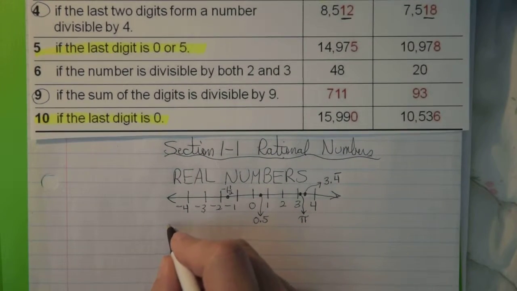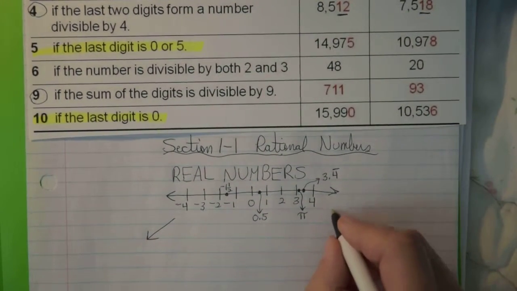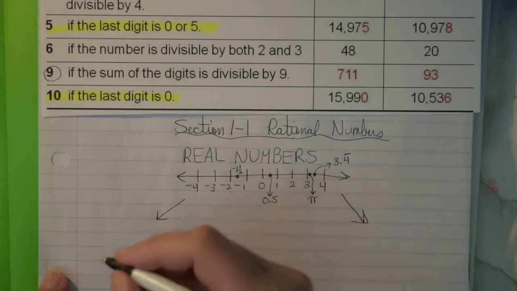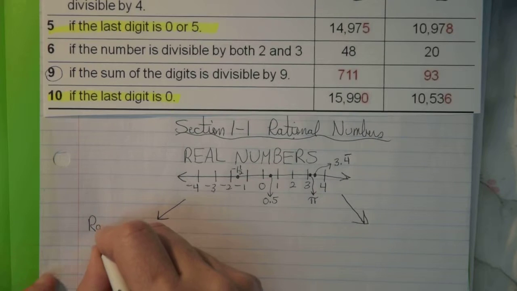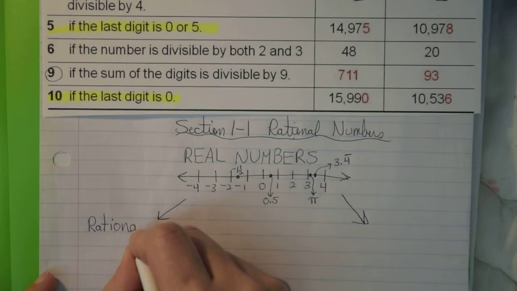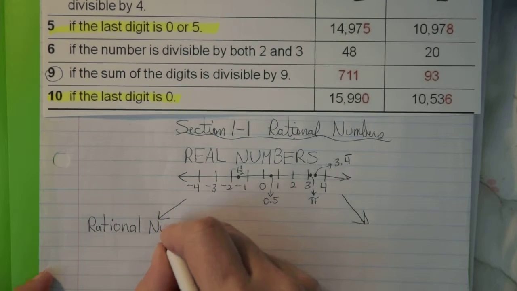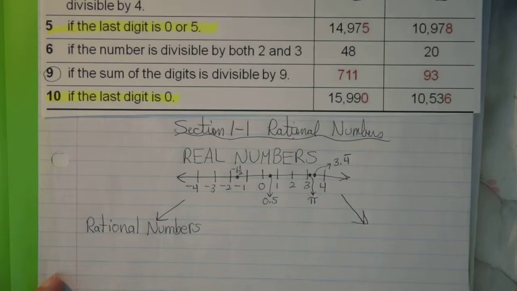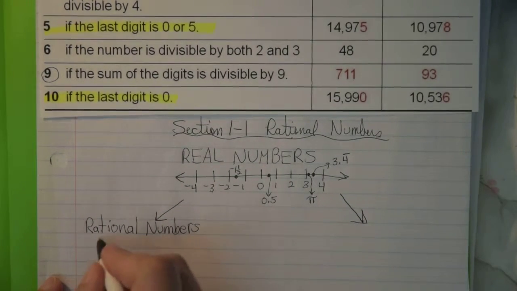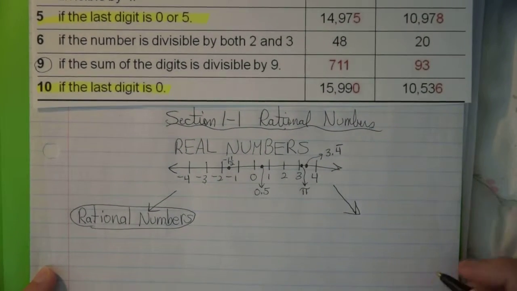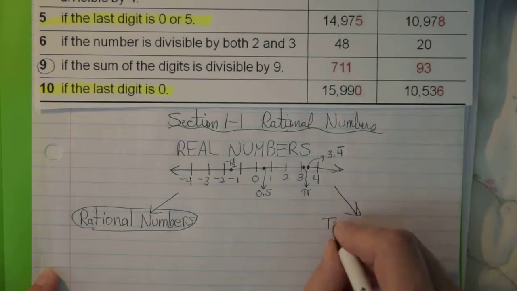And you can break the real numbers down into two groups. You have the rational numbers, and just like the word rational implies, rational numbers kind of make sense. They're not really weird. As opposed to the irrational numbers, that's the other group.